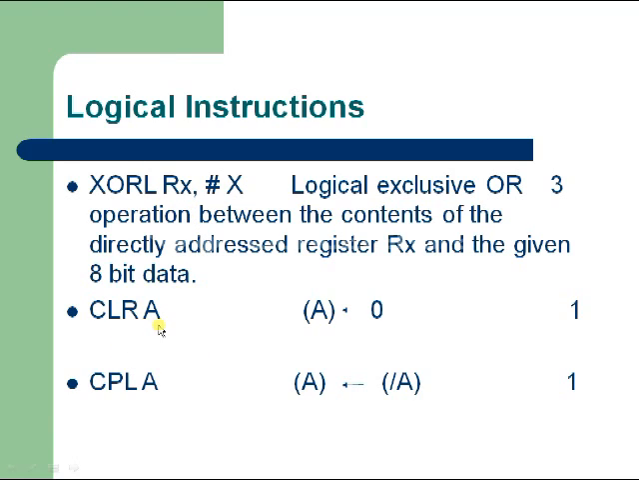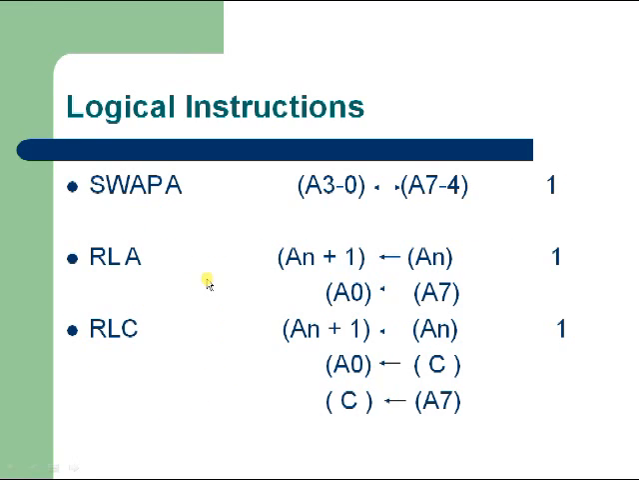Now CLR A is going to clear the accumulator, which is going to initialize the accumulator with zeros. CPL A performs the complement operation, that is the one's complement operation, the negation operation. Zeros will become ones and ones will become zeros. Now SWAP A performs a swapping operation inside the accumulator register, which is nothing but the lower nibble being copied into the higher nibble, and the higher nibble being copied into the lower nibble.